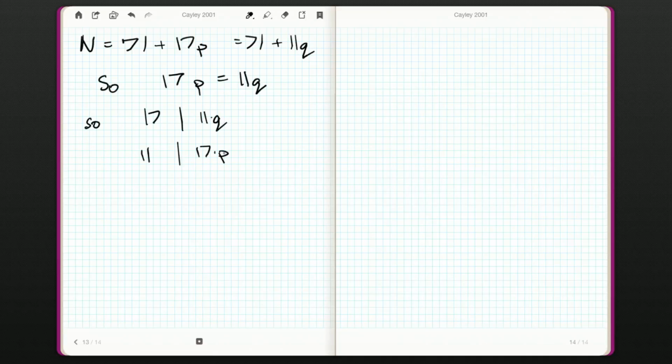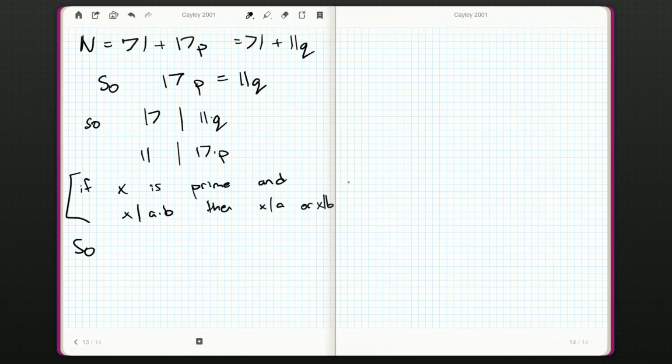But one of the nice properties of prime numbers is this: if x is prime, and x divides a times b, then x divides a or x divides b. You could divide both. So we'll just keep that as a little side note. This is a nice property of prime numbers, and 17 and 11 are both primes. So either 17 divides 11, which is not true, or 17 divides q. So that one definitely can't happen.